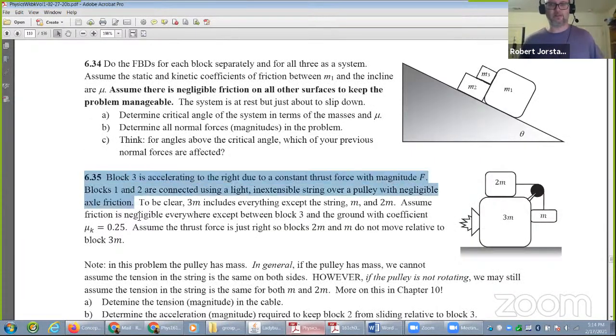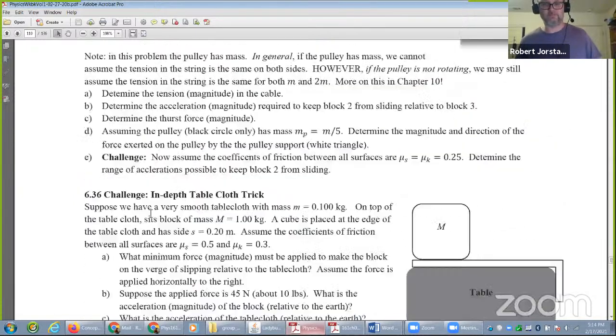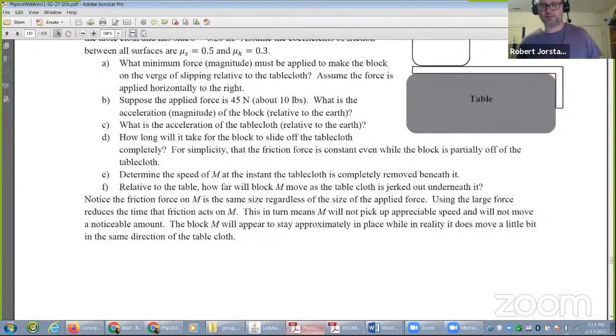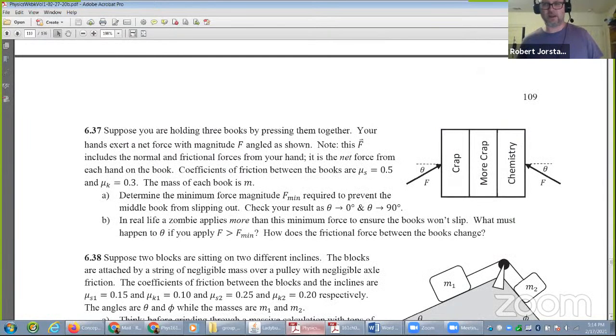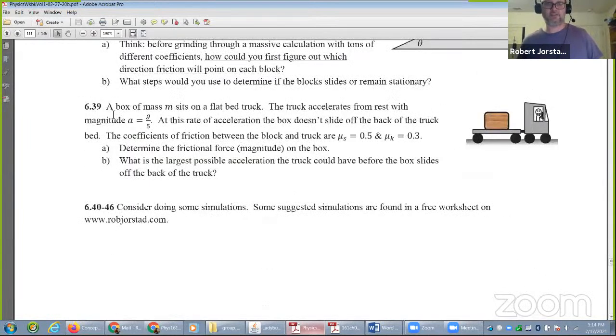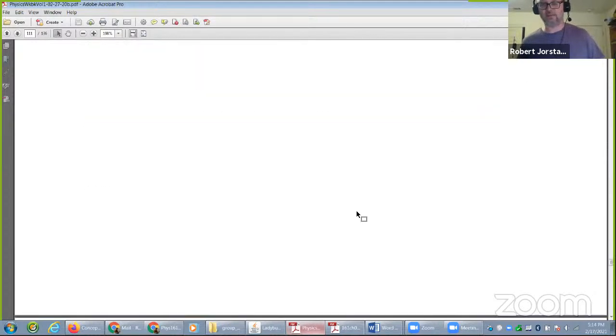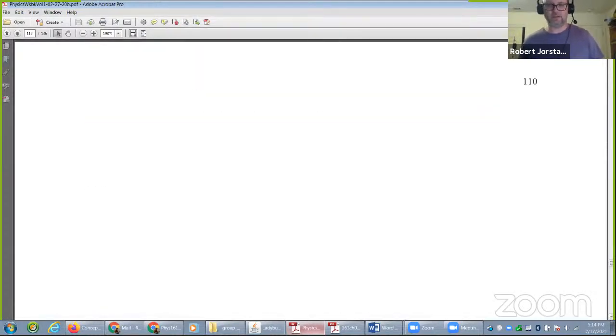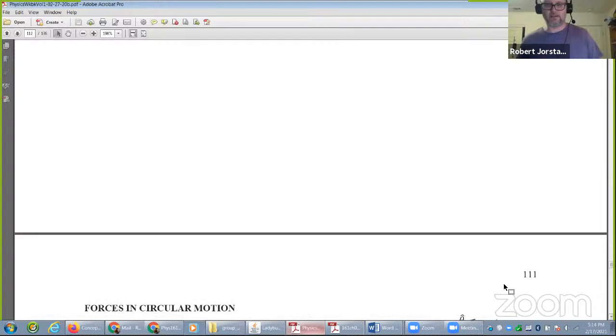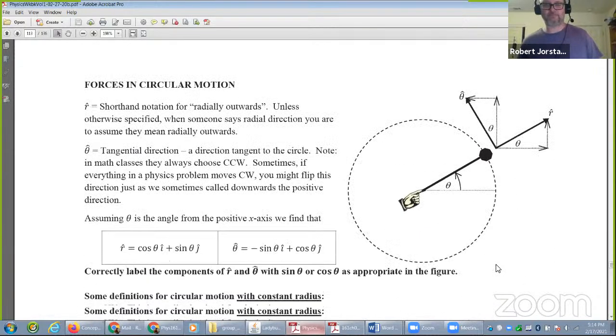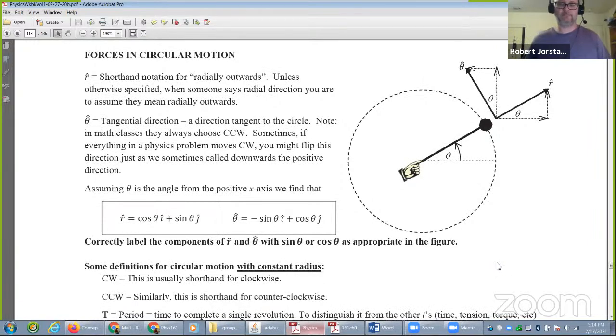Here's another good one. This is a clever one. The tablecloth trick. And let's see, let's get to something here. More chemistry. All right. Ooh, 6.39 is a classic. How fast do you have to drive before the box slips off the back? That's kind of similar to what we just did. All right, and now we're up to circular motion. So let me pause. We're about to start circular motion here. Any questions on friction before we move on to that new topic?